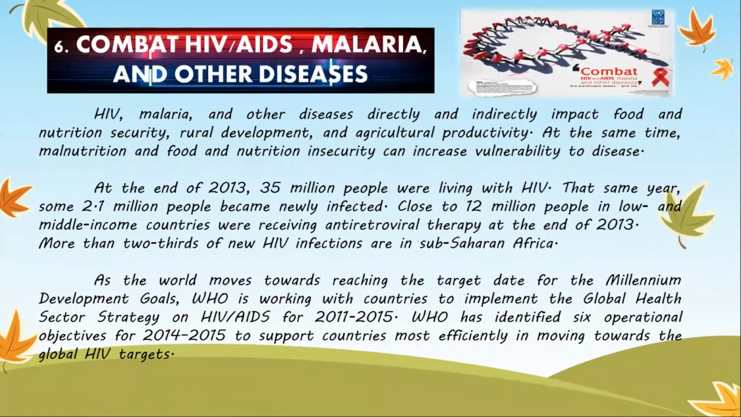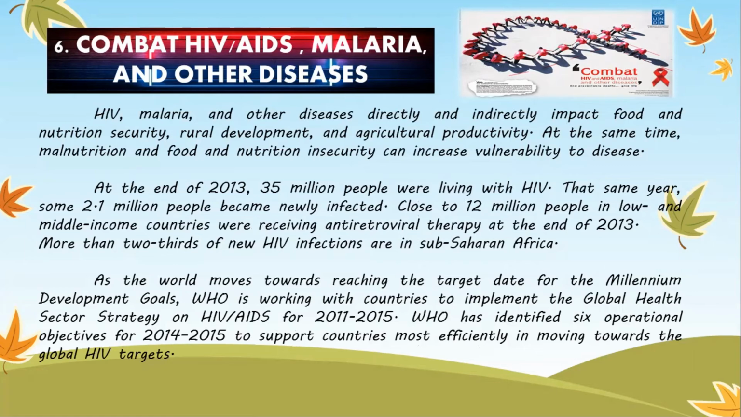HIV, malaria, and other diseases directly and indirectly impact food and nutrition security, rural development, and agricultural productivity. At the same time, malnutrition and food and nutrition insecurity can increase vulnerability to disease. At the end of 2013, 35 million people were living with HIV. That same year, some 2.1 million people became newly infected.